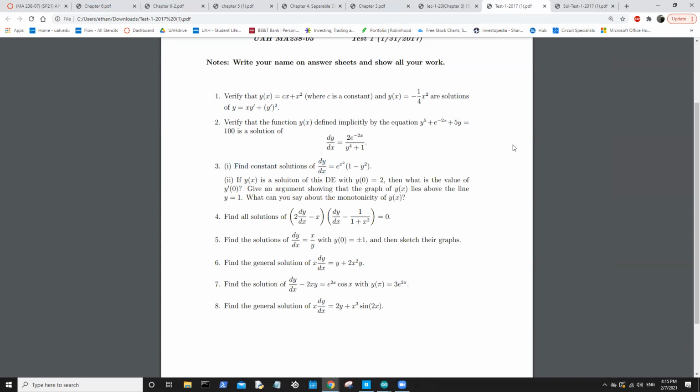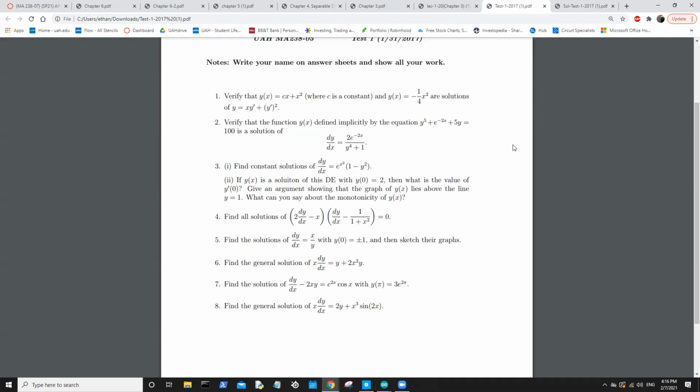Part number 3, I. So if we have dy/dx is equal to e^(x^2) times (1 minus y^2), if I remember correctly, we simply take 1 minus y^2 and set it equal to 0 to find constant solutions of y. Which means we end up with y^2 is equal to 1, y is equal to plus or minus 1, right? Square root of 1, so it'd have to be plus or minus. Yes. Yeah, so I'm pretty sure that's it for part 1 of this.